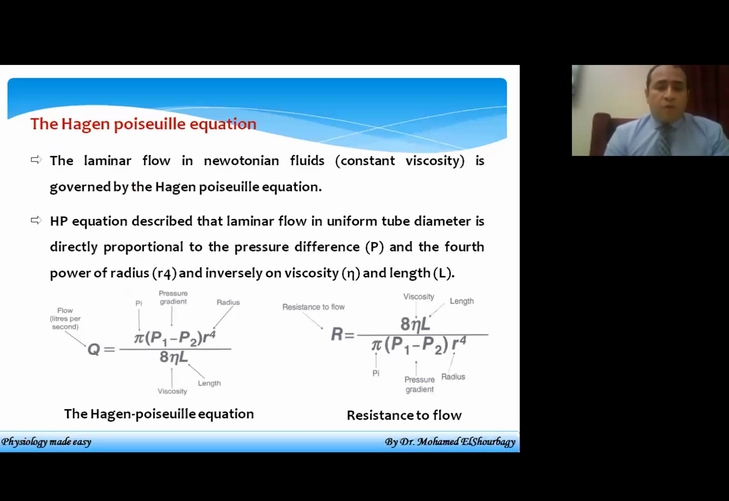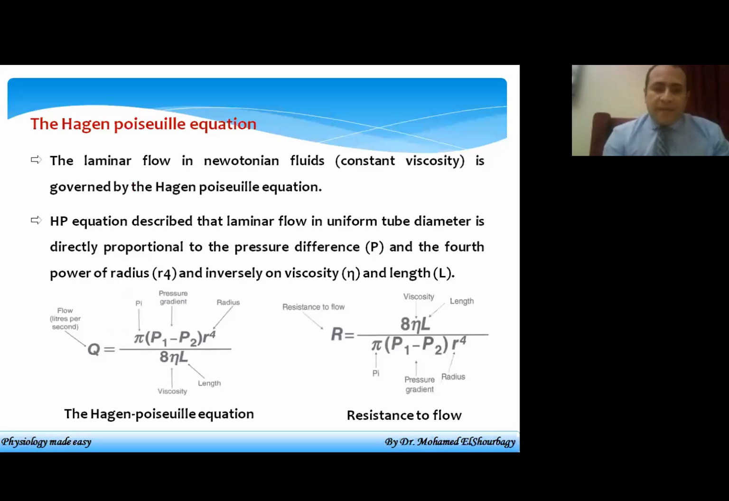The Hagen-Poiseuille equation describes that laminar flow in a uniform tube diameter is directly proportional to the pressure difference and to the fourth power of the radius, and inversely proportional to viscosity and length. Then we can conclude the equation of resistance to flow. By logic, resistance to flow is directly proportional to the length and viscosity, and inversely proportional to the pressure difference and the fourth power of the radius.